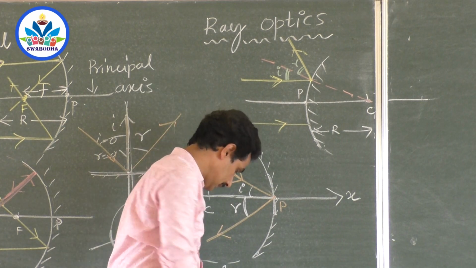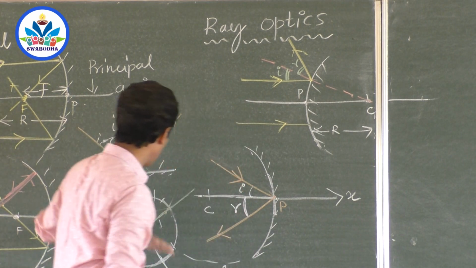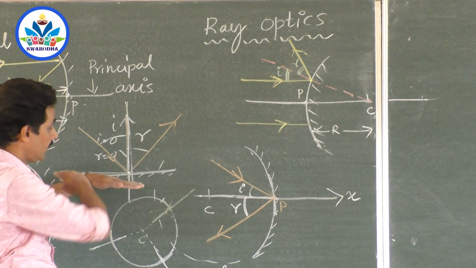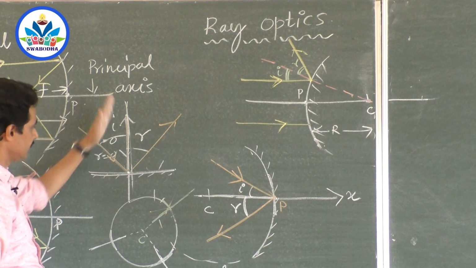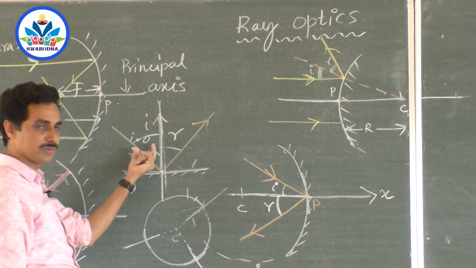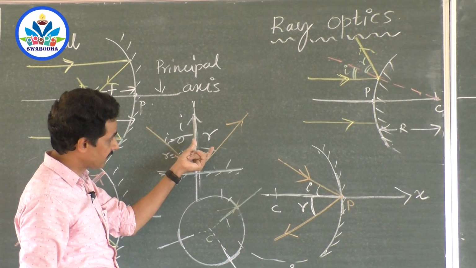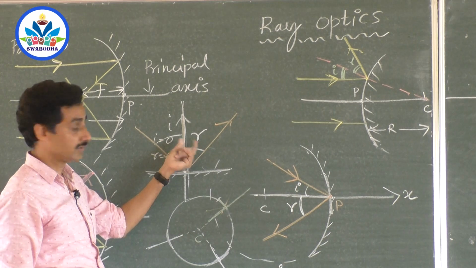See how easy it is to trace the ray in a plane mirror. A ray of light like this, normal, angle of incidence, the angle between incident ray and normal, angle between reflected ray and normal, that is angle of reflection, I equal to R.